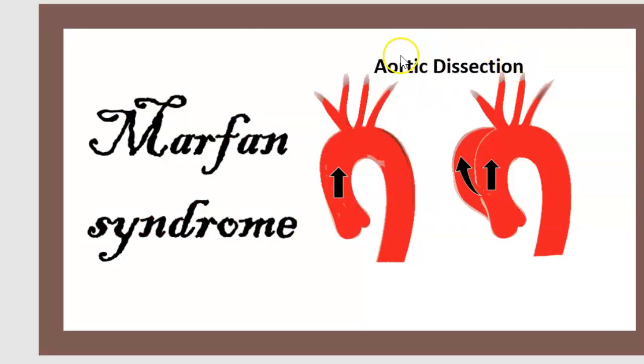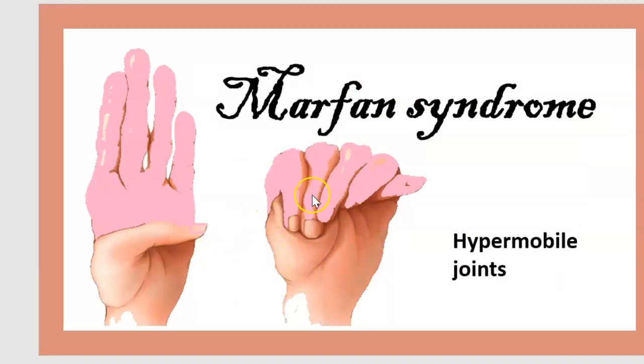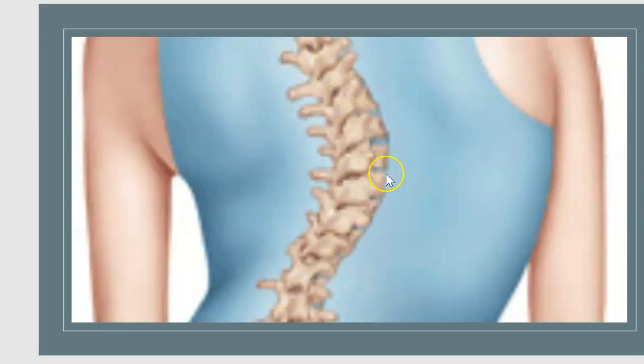Aortic dissection is among characteristics of Marfan syndrome. The picture here is to show the hypermobile joint. This one is also to show hypermobile joint. Scoliosis is among symptoms of Marfan syndrome.